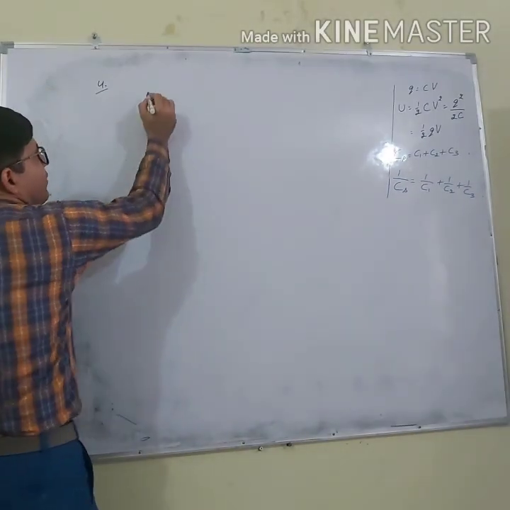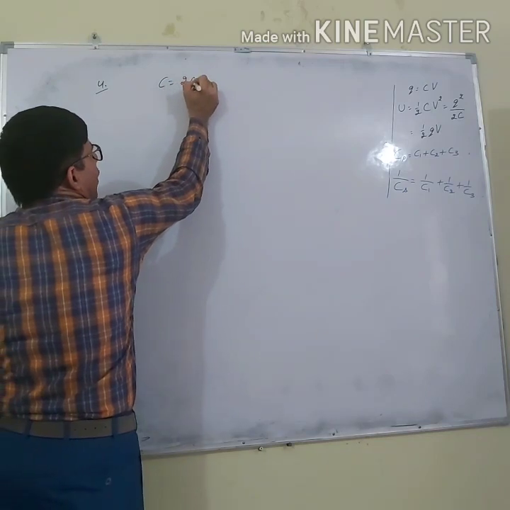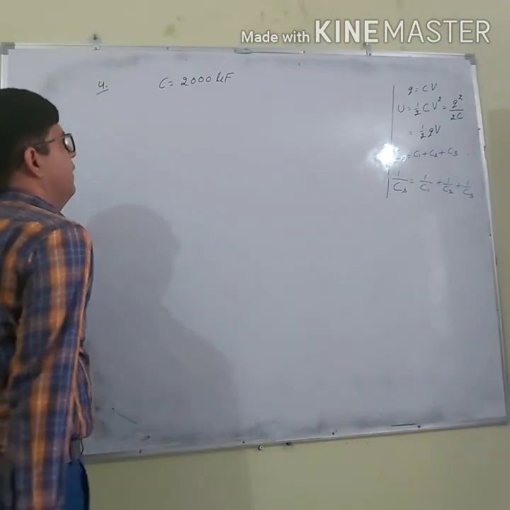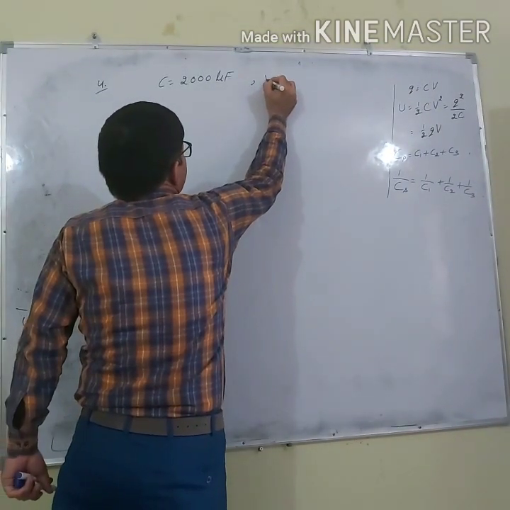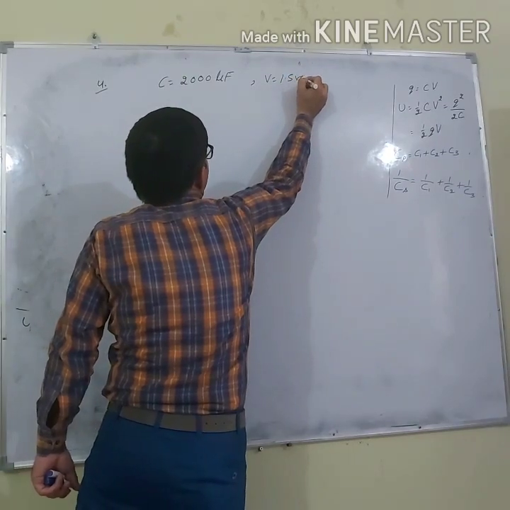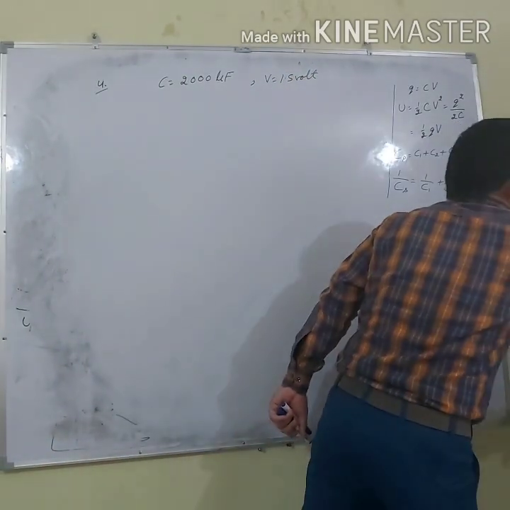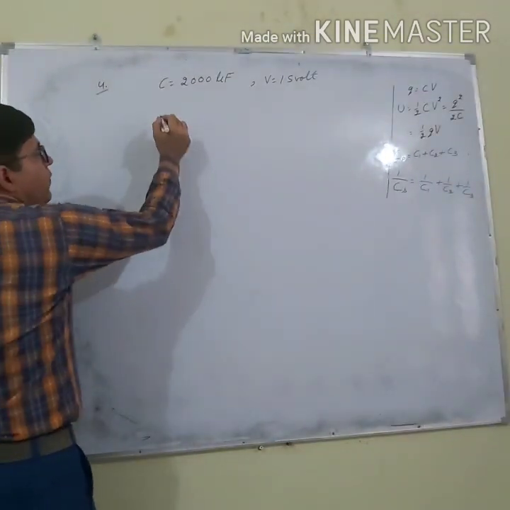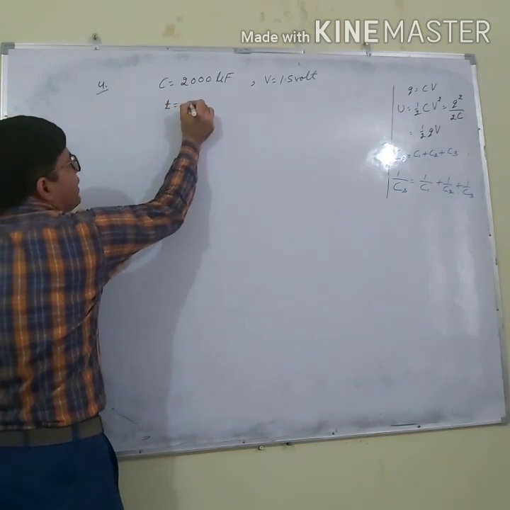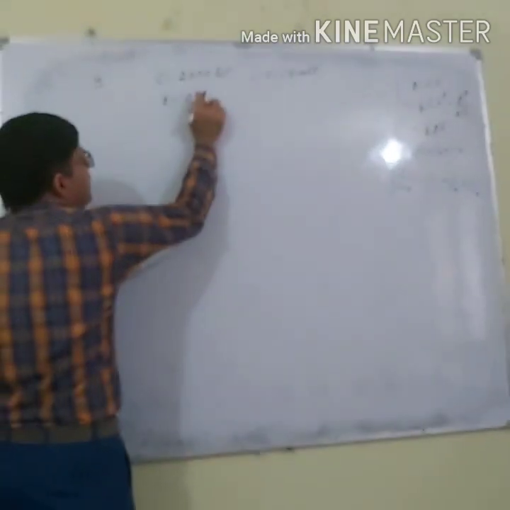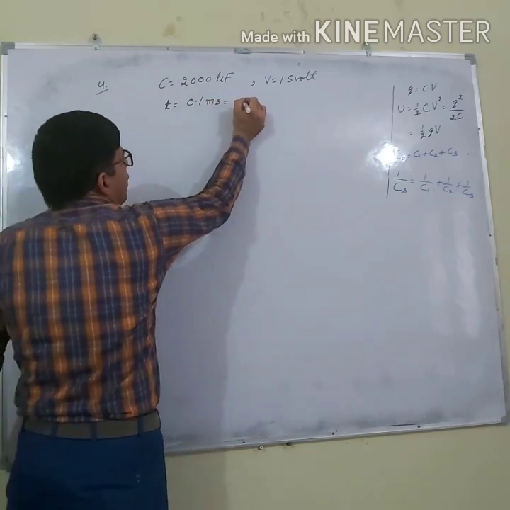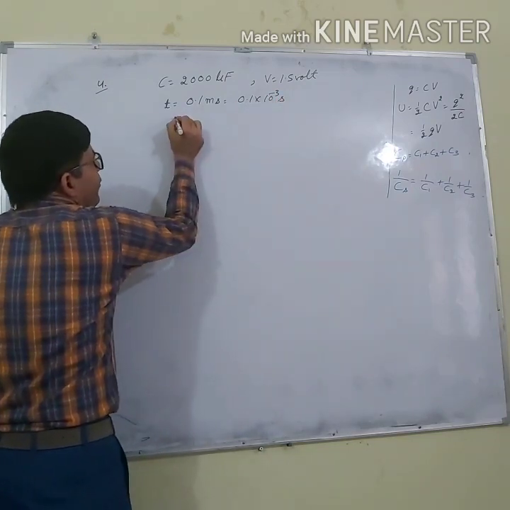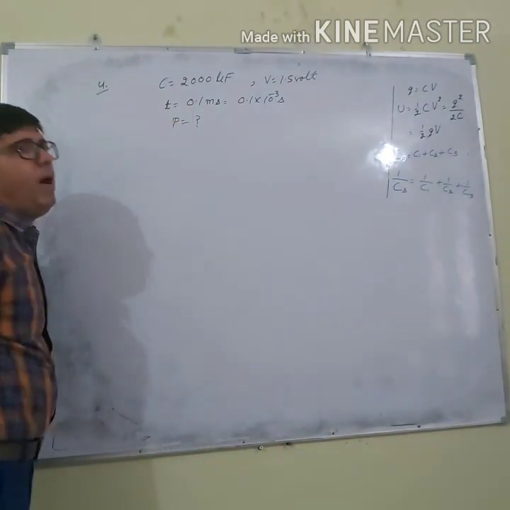With that power we are getting that flashlight. Now let me tell you what is given here. We are given a capacitor of capacity 2000 microfarad, and it is charged to a potential of 1.5 volt. If the energy stored in the capacitor is to be released in a time of 0.1 millisecond, where millisecond means 10 to the power minus 3 second, I have to calculate what is the power.